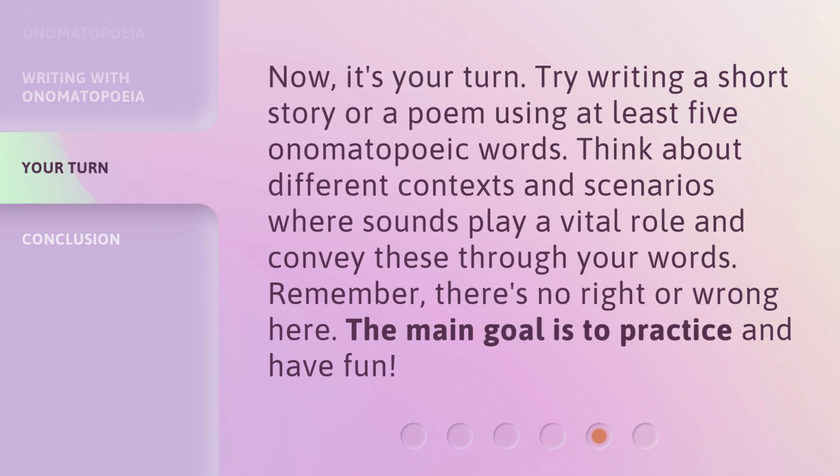Now, it's your turn. Try writing a short story or a poem using at least 5 onomatopoeic words. Think about different contexts and scenarios where sounds play a vital role and convey these through your words. Remember, there's no right or wrong here. The main goal is to practice and have fun.